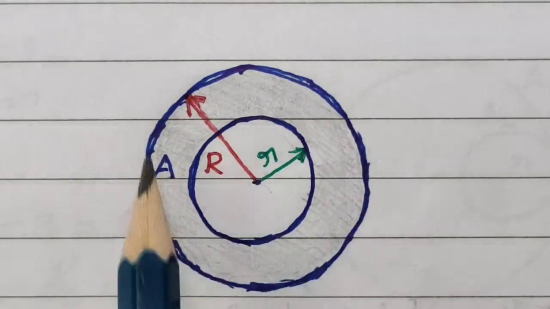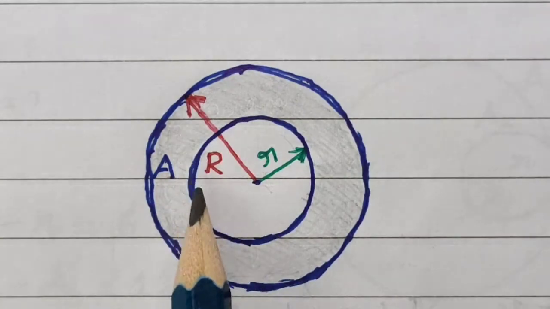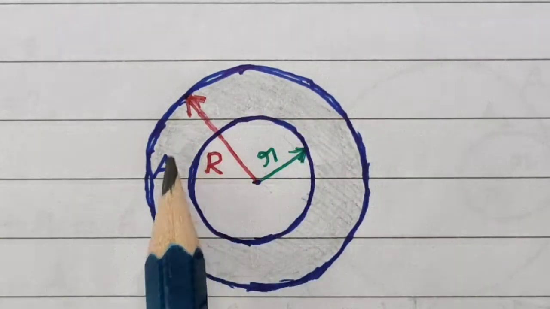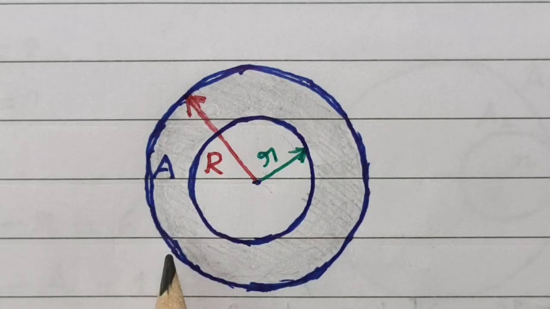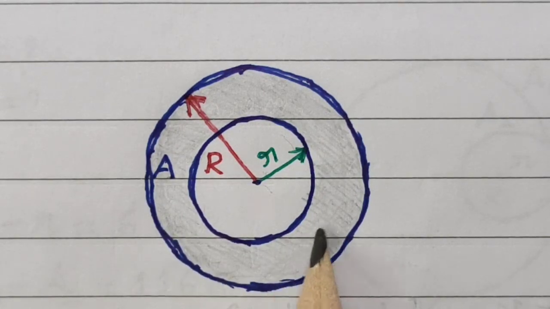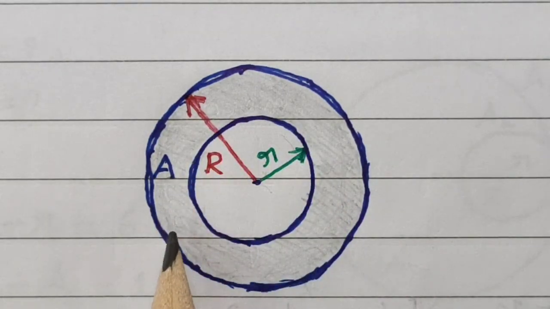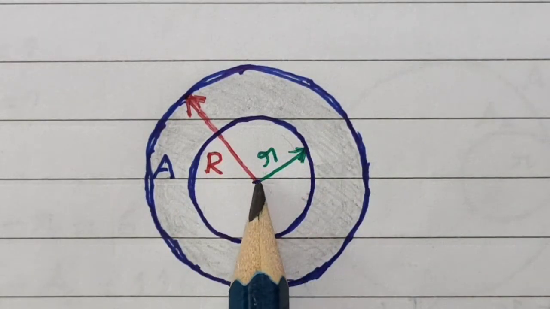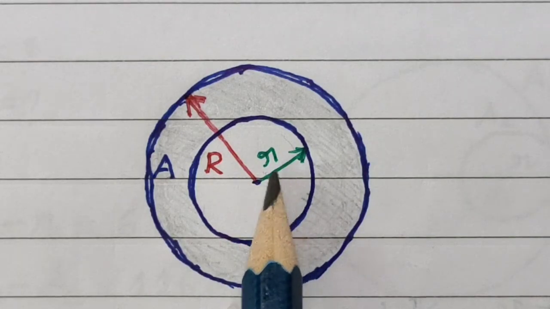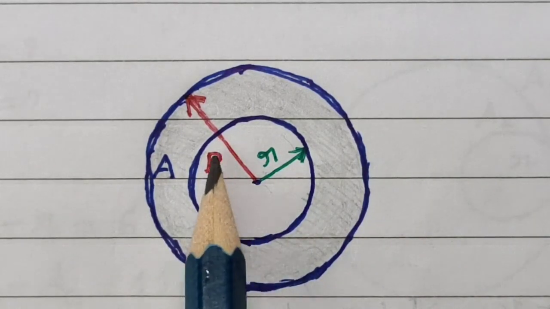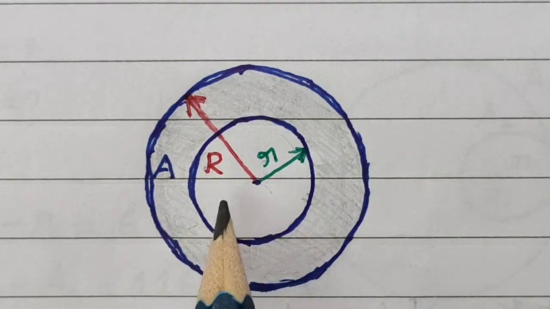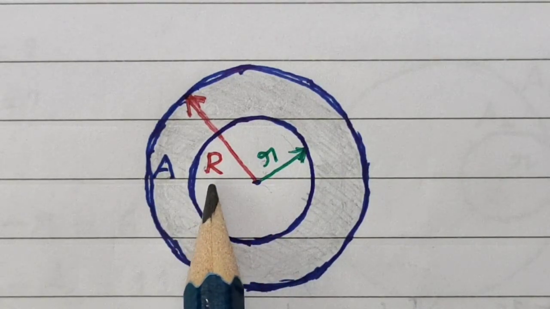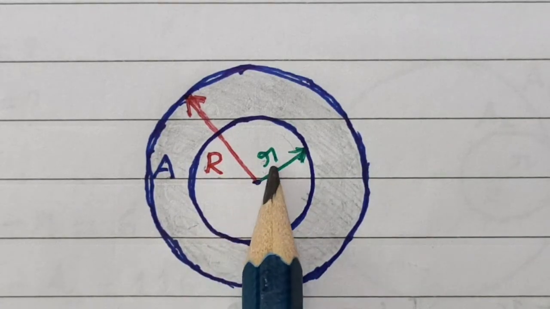The area of the bigger circle minus the area of the smaller circle will give the area of the shaded portion. That is, A, the area of the shaded region, is equal to the area of the bigger circle, that is pi R square, minus the area of the smaller circle, which is pi r square. So we can write A is equal to pi R square minus pi r square, that is A is equal to pi into R square minus r square.